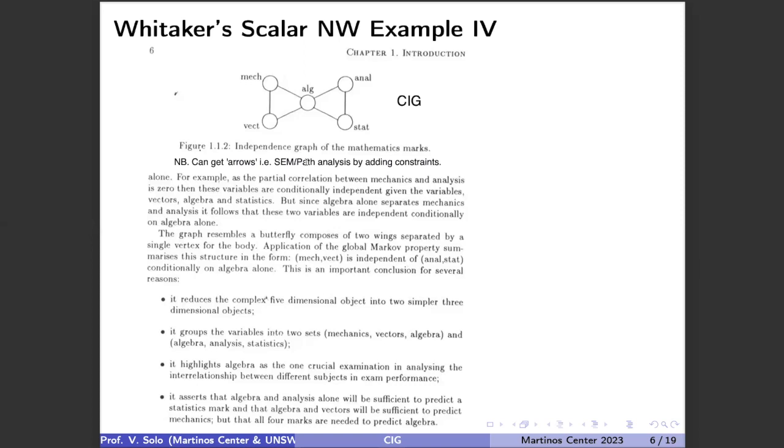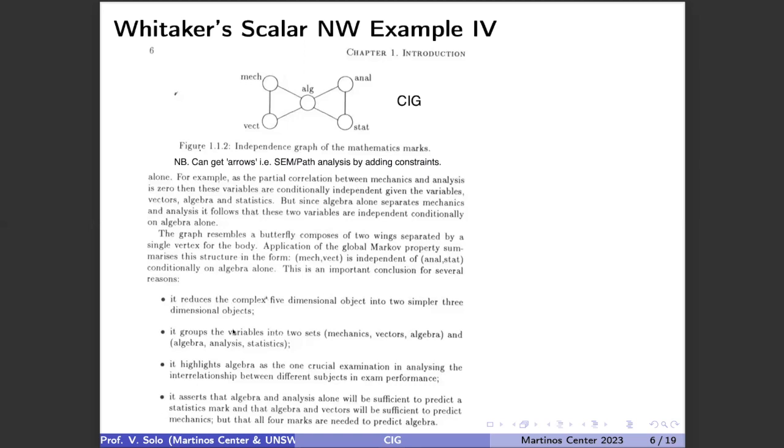Some of them were developed by colleagues in the School of Public Health at Harvard, like James Robins. But you can get to those things from here by adding additional assumptions, but I'm not going to go into that. So let's have a look at Whittaker's interpretation. First point, this construction reduces the complex 5-dimensional object into two simpler 3-dimensional ones. We've got two 3-node subnetworks. That's what he's talking about.